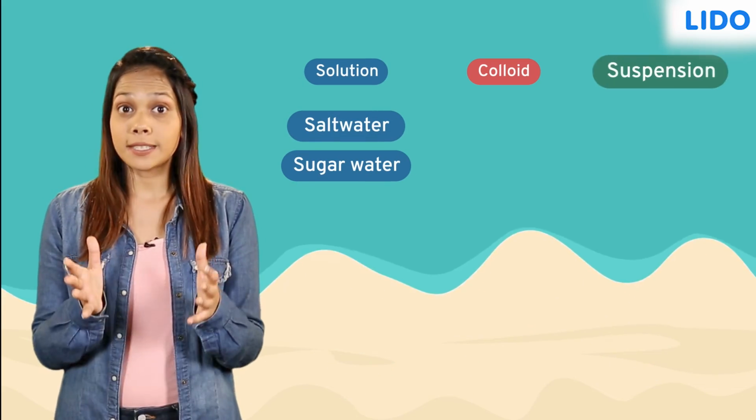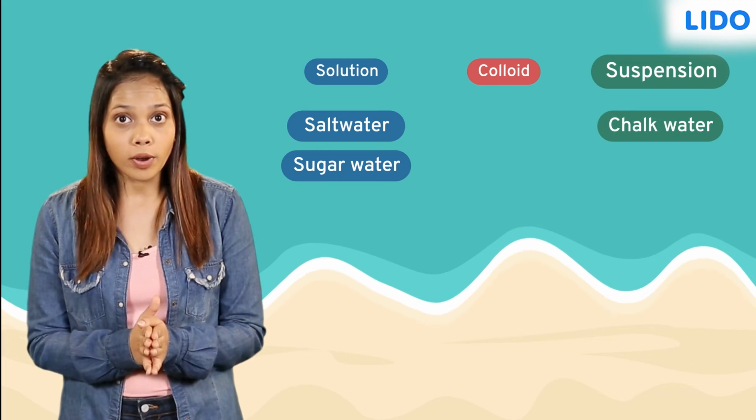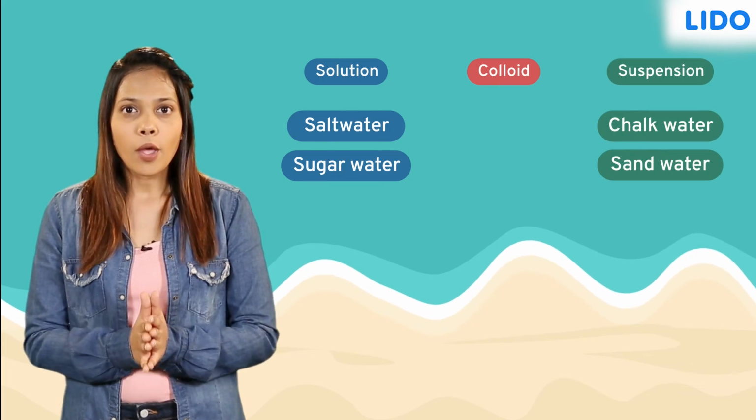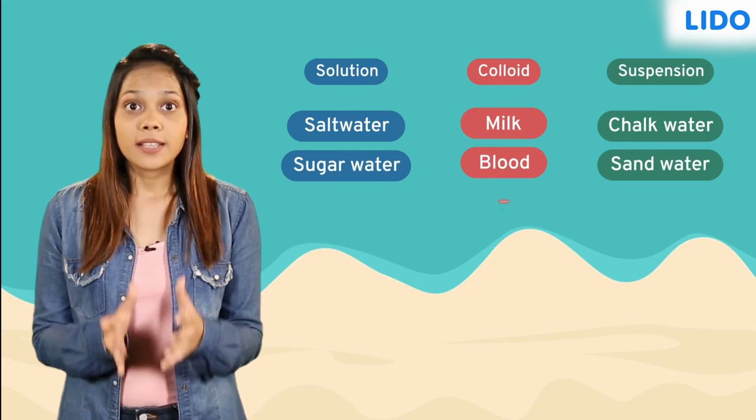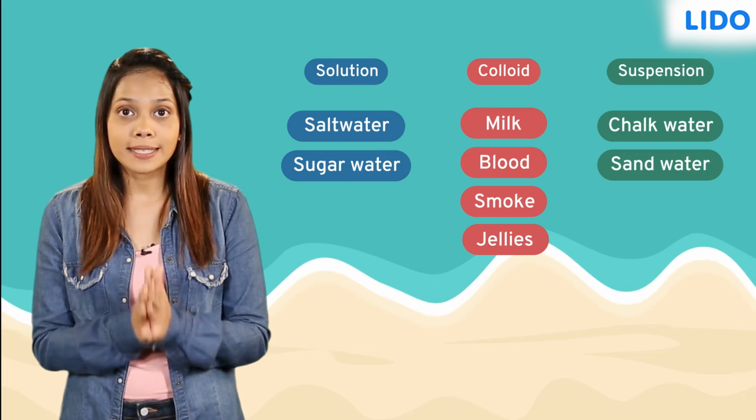Some examples of suspensions are chalk water and sand water, while milk, blood, smoke and jellies are examples of colloids. So the next time you visit a beach, you know exactly why sand is visible in sea water but salt isn't.